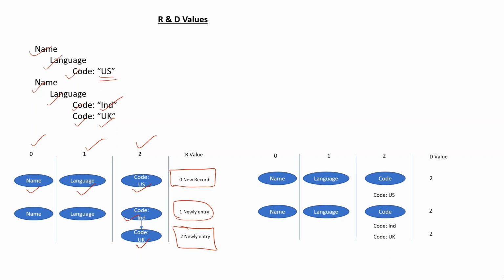So the R value will be 0 for the US, 1 for India, and 2 for the UK. Coming to the D value on the right-hand side, these are the columns, 0, 1, 2, and then we have name, language, code. It is the second label where we are storing this value, so the D value is 2. Under the same code, we have India and UK, and the D value is also 2 for those. So I hope you got clarity on the R and D values.